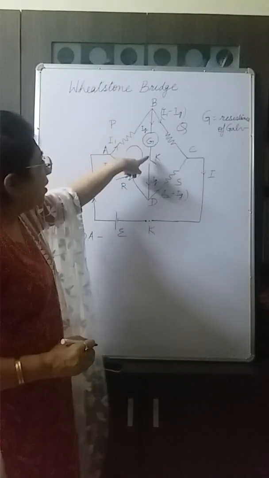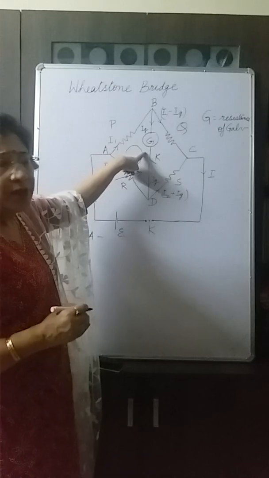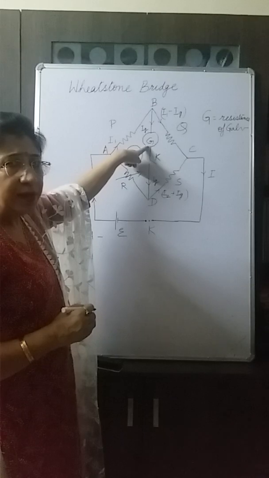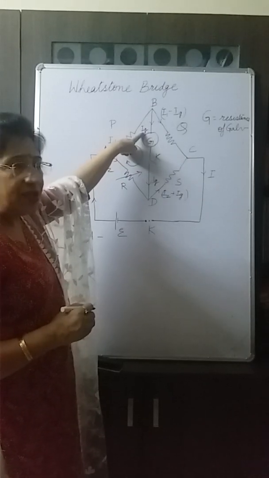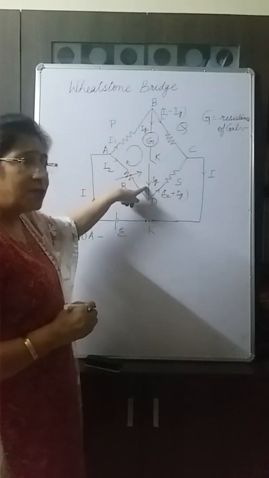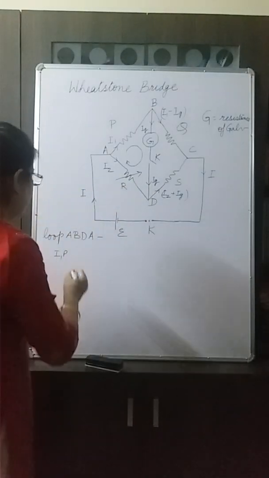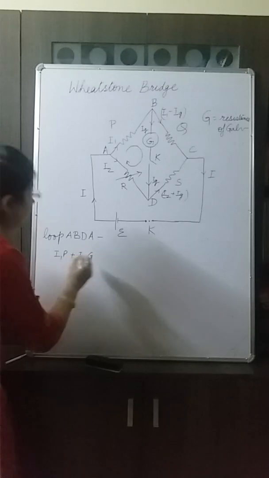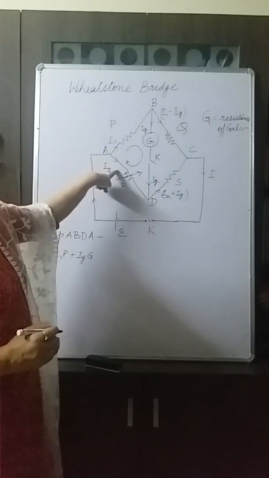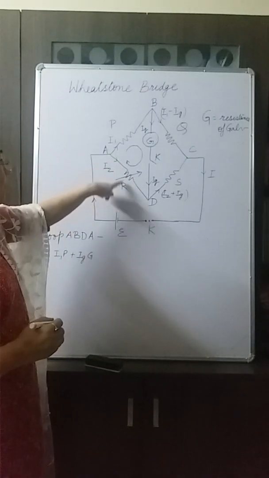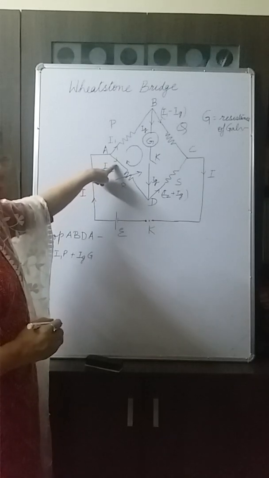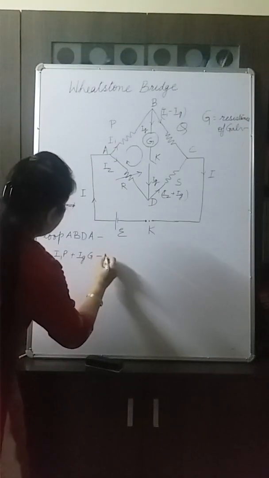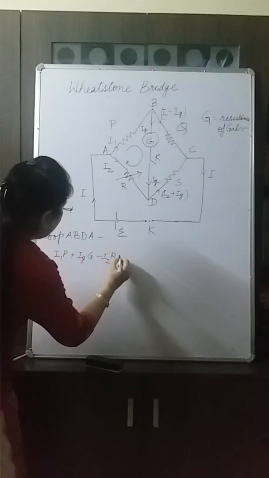In the second part of the loop, if you see the BD wire, here we have the galvanometer. The current flowing is IG and the current direction is also in the direction of the supposed direction. So we have here IG into G, and then into the third part of the loop, which is R. The current I2 is in the direction opposite to our traversal direction. So we can write minus I2R equal to 0.